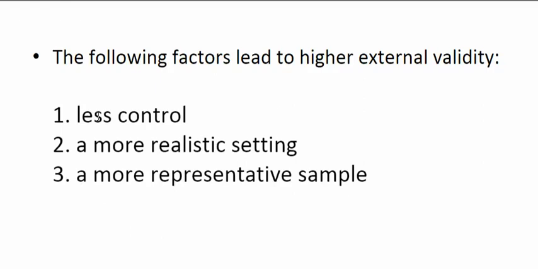Now, a more representative sample also leads to higher external validity. We'll talk more about what a representative sample is in the next topic of survey research, but I'll give a brief description now. When a researcher is doing a study, the researcher is often trying to learn something about a category of people, like men, women, college students, high school students, or something like that. And the category that the researcher wants to learn about is called a population of individuals. And when a researcher is studying a really big population, the researcher can't collect data from every member of the population.